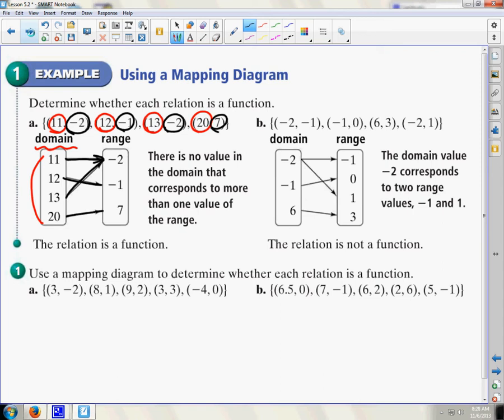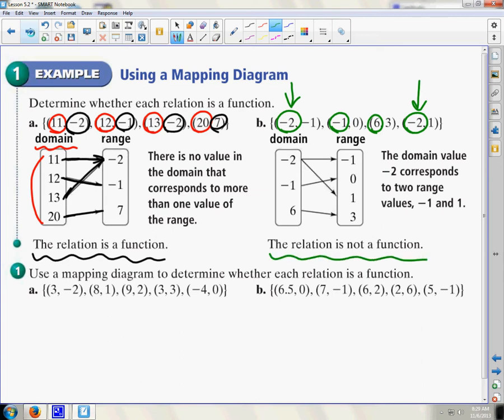As long as there's no value in the domain that corresponds to more than one in the range, it is a function. So this is a function, because 11 just has one number, 12 has one number, 13 has one number, and 20 has one number that come off of it. If you look here, they did -2, -1, 6, and -2. If one number, like -2, is listed twice in the x values, it is not a function. So this relation is not a function because you can't have something equal two totally different things.